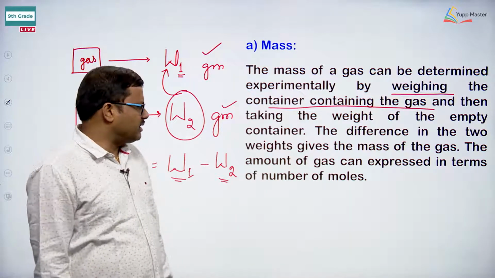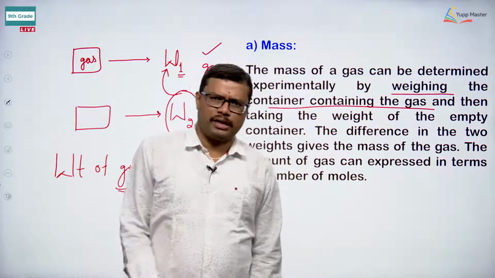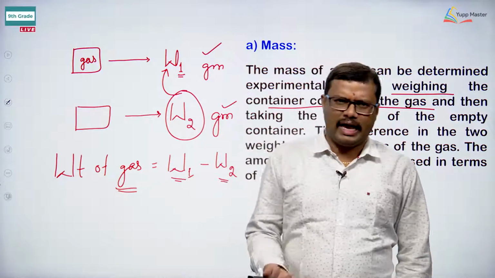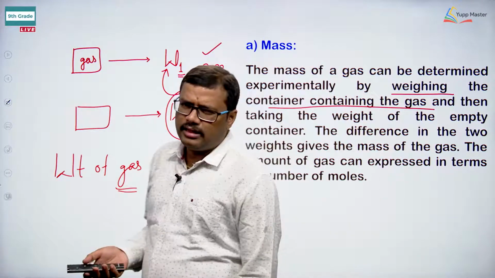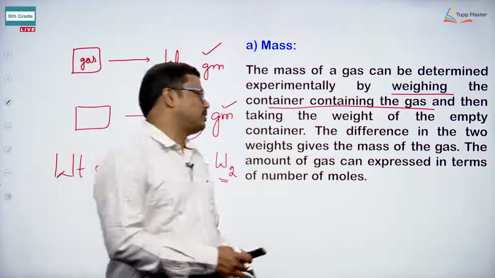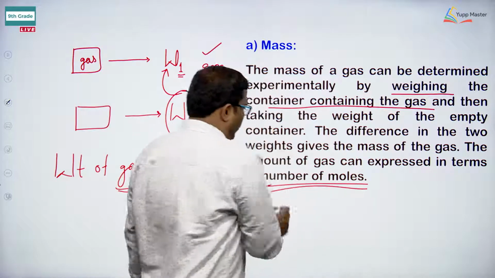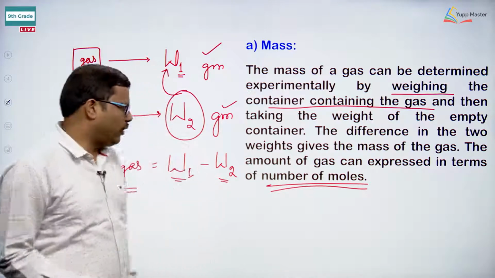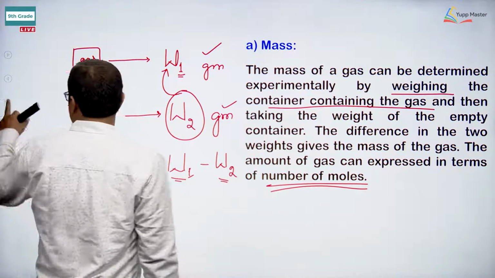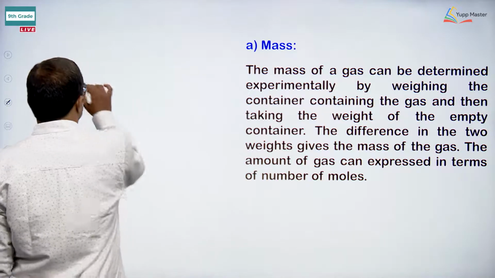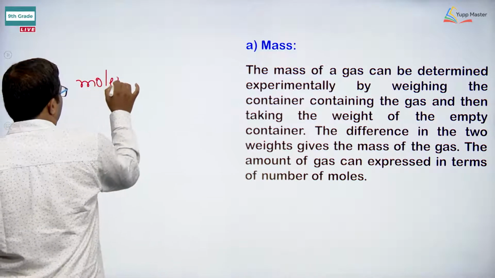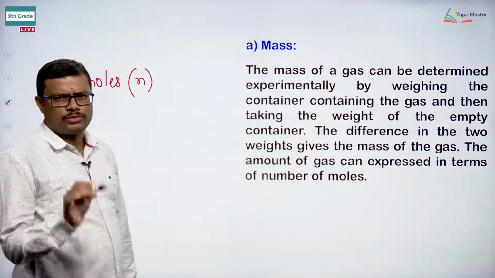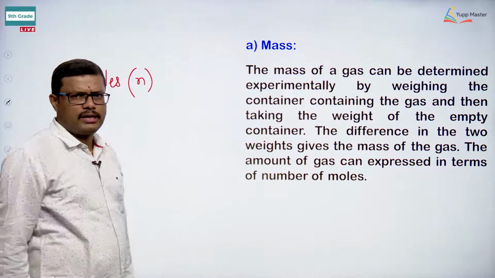The amount of gas is generally expressed in terms of chemistry. Whenever we look into chemistry, the weight of a substance, whether it is a gas or a liquid or a solid, we generally take in terms of moles. So we are going to look into the mass of the gas in terms of moles. How are we going to calculate? So the moles can be calculated by using a formula, with moles generally represented with a small n.